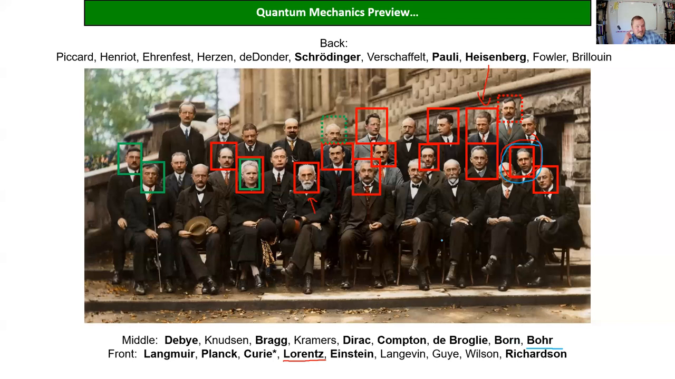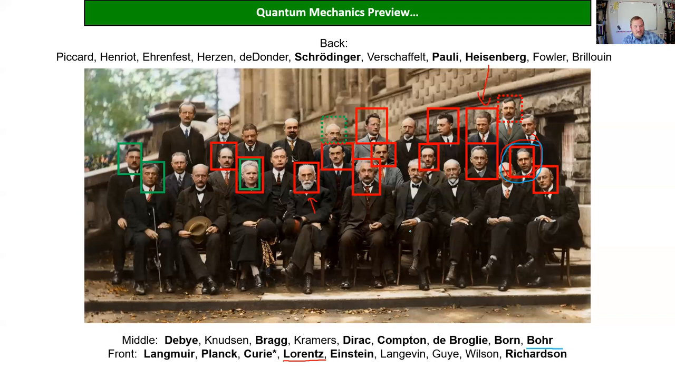For instance, the classic Einstein quote is, God does not play with dice, which is his argument for why quantum mechanics couldn't be true, because he didn't like the idea that the universe was based on probability and random chance. And Niels Bohr was the one whose response was, Einstein, quit telling God what to do. And so this is such a really fascinating picture to me for that reason.